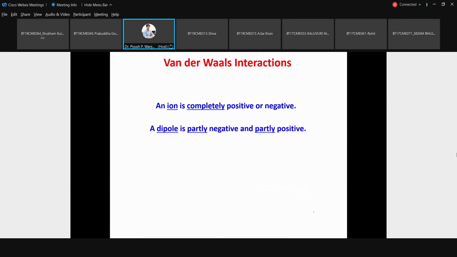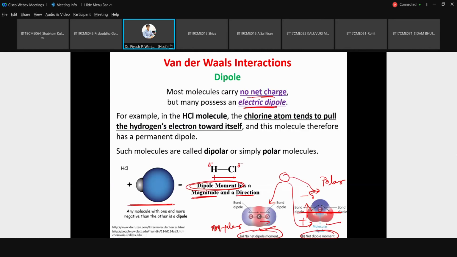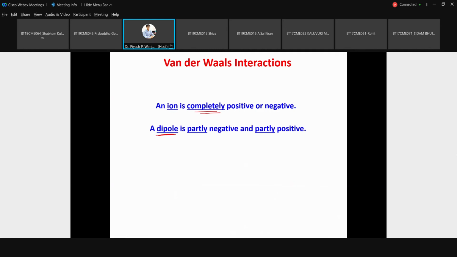So when we are talking about van der Waals interaction, you should know that this kind of dipole can be there, and you can consider a dipole as something partly positive and partly negative in the same molecule. Whereas when you have ions, it is either positive or negative. It is completely positive or completely negative, whereas a dipole is partly negative and partly positive. So this is how we can categorize our different electrostatic interactions and the van der Waals interaction.